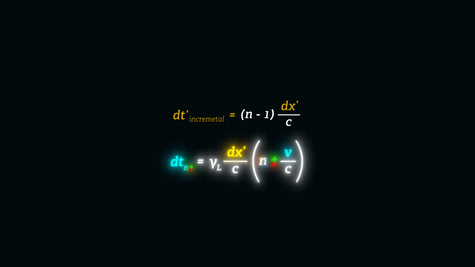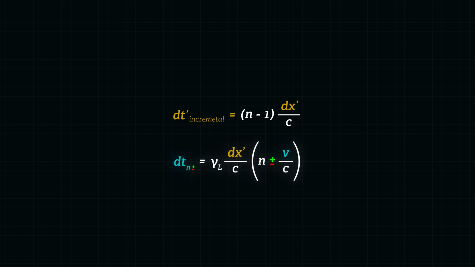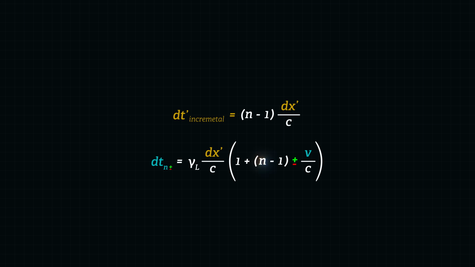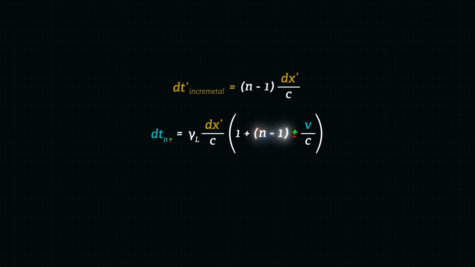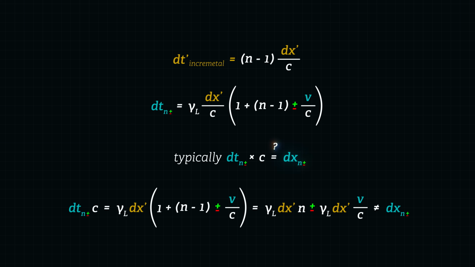Now let's take our formula for time elapsed when light passes through a refractive medium in the stationary frame and separate n into its vacuum term, 1, and its incremental term, n minus 1. Now typically when we multiply elapsed time in the stationary frame dt by speed in the stationary frame c, we obtain distance traveled in the stationary frame dx. But if we were to multiply our formula for time elapsed times light speed c, we will not obtain Lorentz's formula for dx. In other words, something is deviating from special relativity.